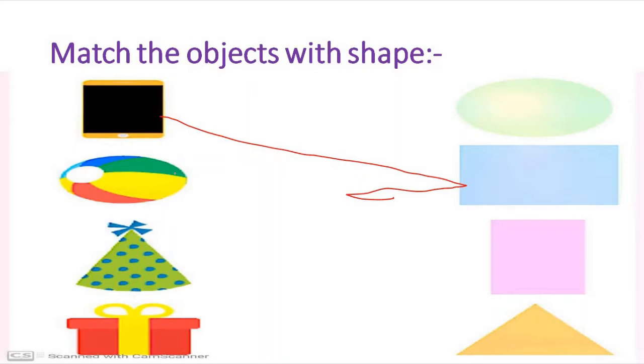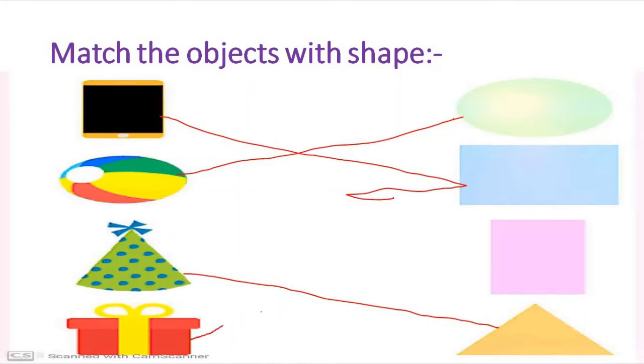Then we have the ball. With what do we have to match it? Yes, we have to match it with this. Okay. Now the birthday cake. Which is the similar shape of it? Is this or is this? Yes, this is the similar shape. This is the triangle shape. Okay. Now the gift box. So we have to match it with this square. Okay. Move on to the next.